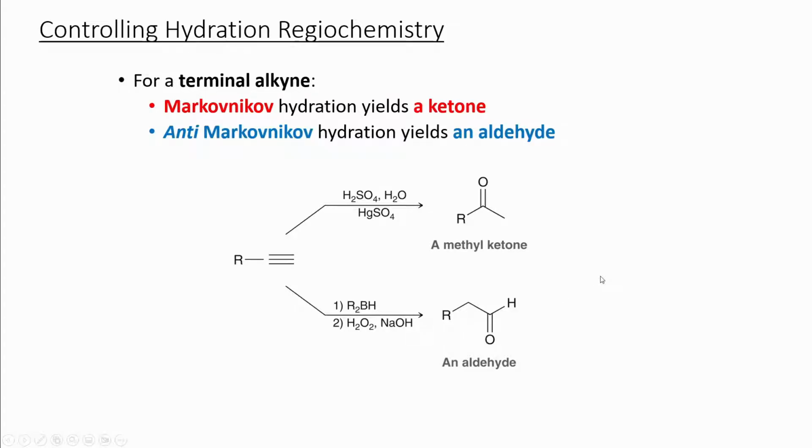In summary, for controlling the regioselectivity of hydration of a terminal alkyne, the Markovnikov hydration will yield a ketone at the more substituted position of the alkyne, and the anti-Markovnikov will yield an aldehyde at the less substituted position of the alkyne.